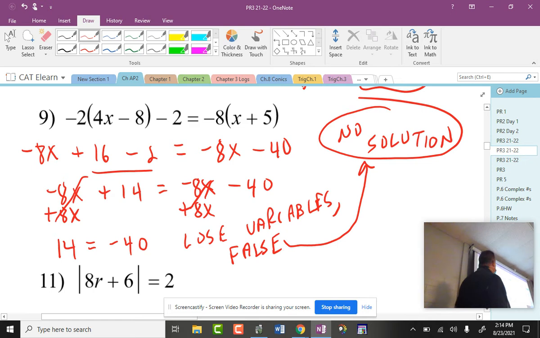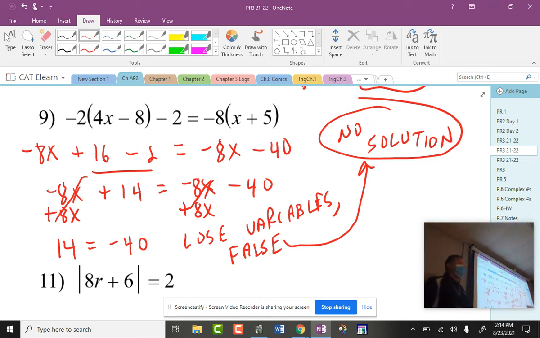And just analyze it on this step here right before we cancel them. I throw like 100 here. These two would nullify each other, and I always end up with a false statement no matter what. So therefore, there is no number that could satisfy this equation.